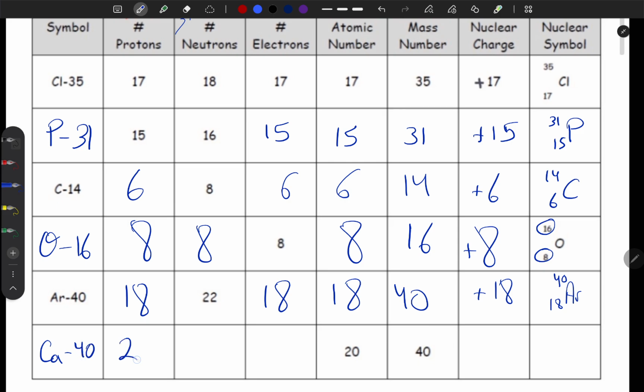Next, the number of protons is also 20 because the number of protons is the atomic number. And the number of neutrons is, again, I remind you, A minus Z, which means it is 40 minus 20, which means it is 20 as well. So the number of neutrons is 20.